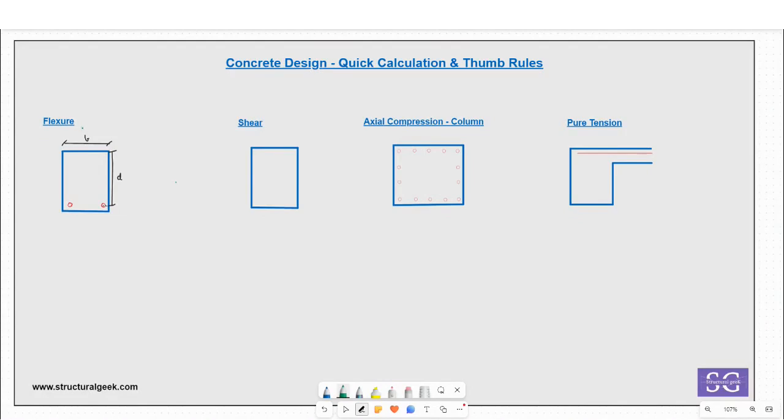Let's say you have a section which is probably governed by flexure, which is of width b and depth d, and let's say you are having a moment M in this particular case. And let's say now if you want to work out the typical reinforcement, as per a typical singly reinforced section, how much would be the capacity of this particular section, or what would be the reinforcement needed to support this moment that you have.